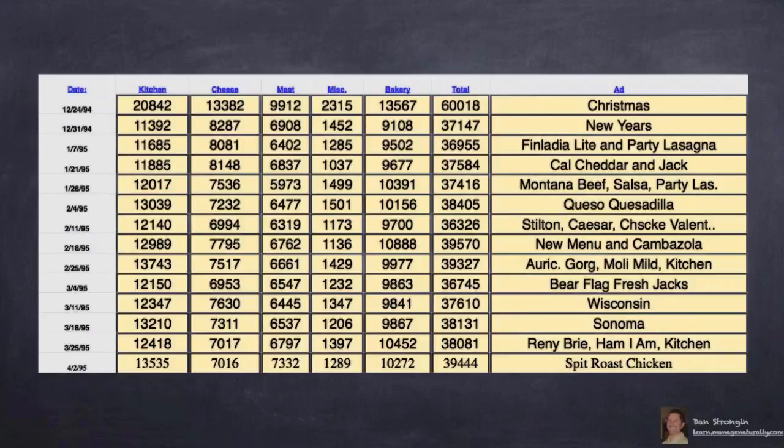Now, you'll notice the numbers. The first column is the kitchen sales. The second is the cheese sales. The third is the meat sales for that particular week, the week the ad was in effect. Then you can see the total in the last column.